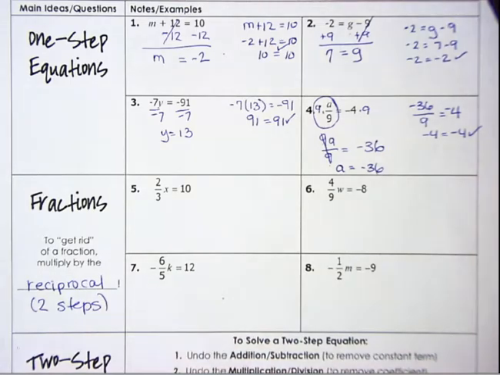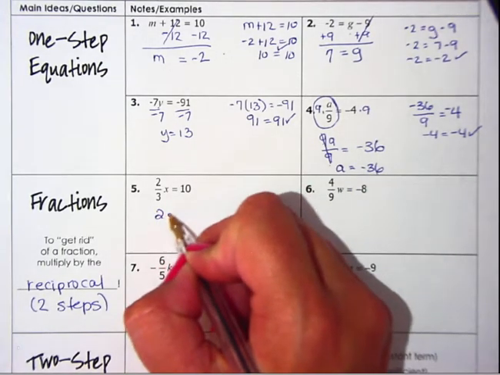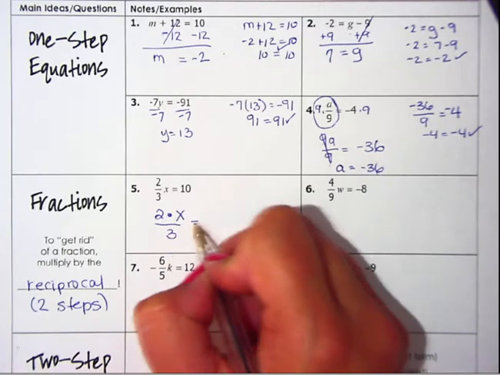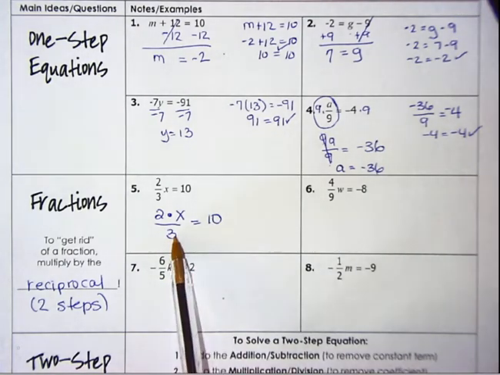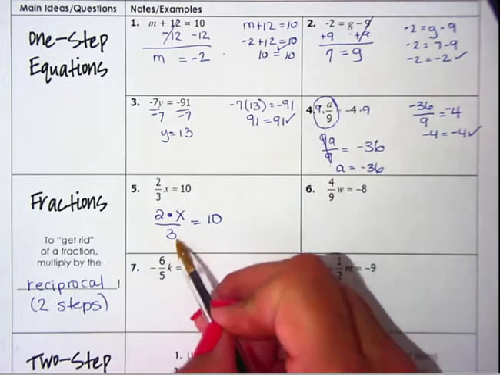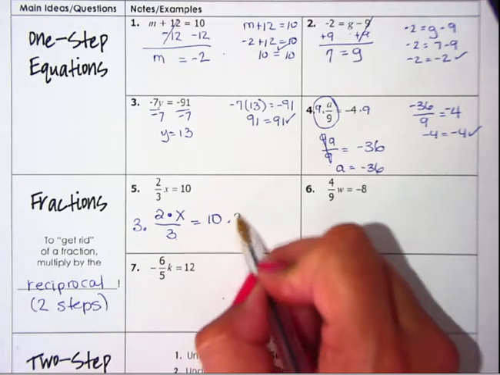So if we have 2/3 times x equals 10, what this really is is 2 times x divided by 3. And so if I want to try to get rid of the 3, because I don't like the fraction, so I want to try to get rid of what's making it a fraction, if I want to get rid of the 3 on the bottom, I'm going to go ahead and multiply both sides by 3.